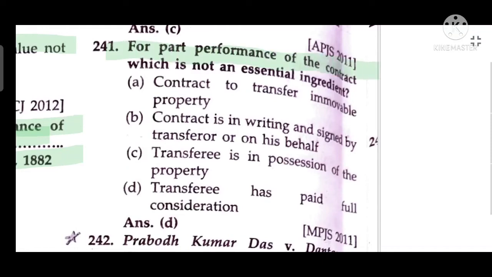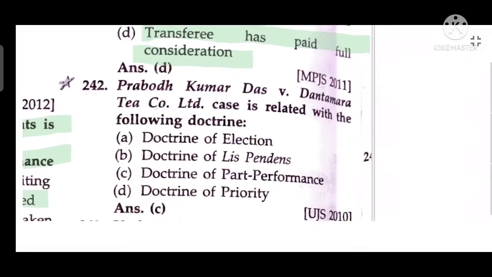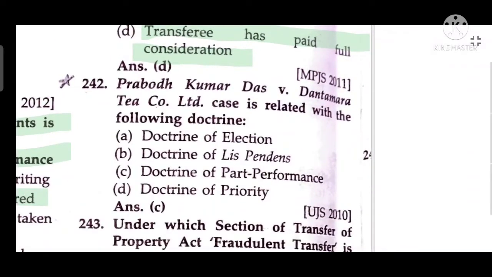For part performance of the contract, which is not an essential ingredient, transferee has paid full consideration. Prabodh Kumar Das versus Dantamara Tea Company Limited case is related to which one of the following doctrines? Doctrine of part performance.